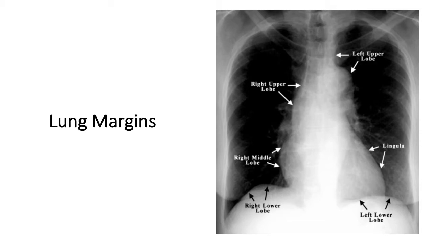I also wanted to briefly point out the lung margins, which are useful for describing various pathologies like pneumonia. You'll notice that the left lung has only 2 lobes and a lingula, while the right lung has 3 main lobes.